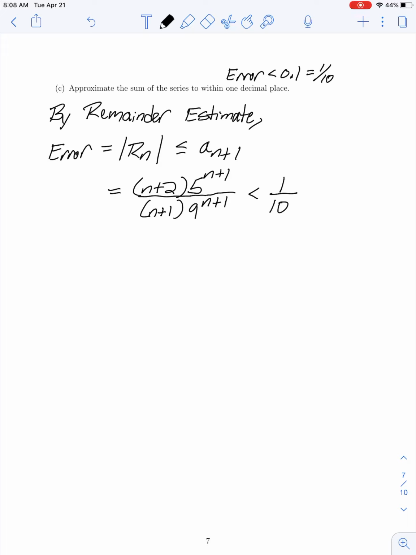So here we could try to solve for n, but we can see pretty quickly that it's not going to be so easy to solve for n explicitly. In fact, here it's impossible to solve for n explicitly. So we would need to start testing integer values of n to see what the smallest value of n is that would make this inequality true. So here, by testing values of n, we find that n has to be at least 4. So if n is greater than or equal to 4, the inequality holds.